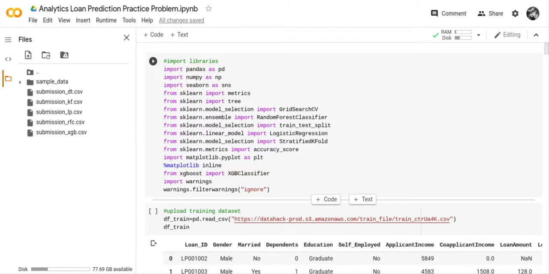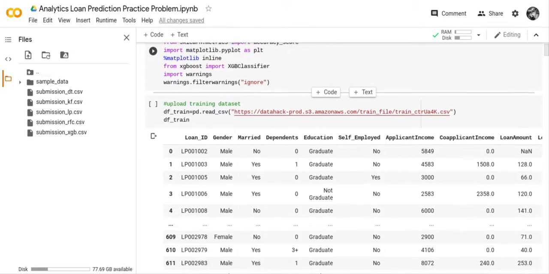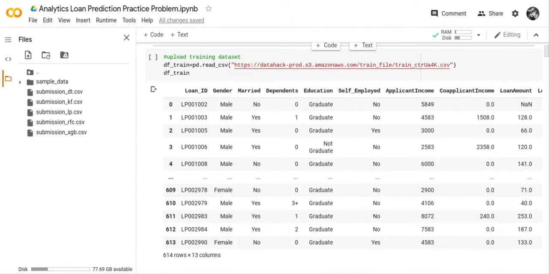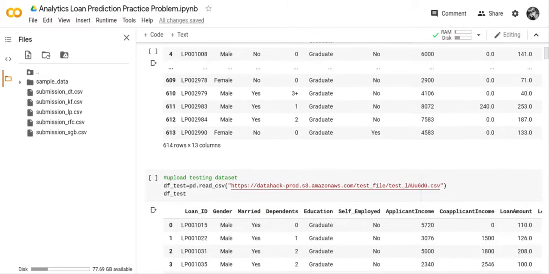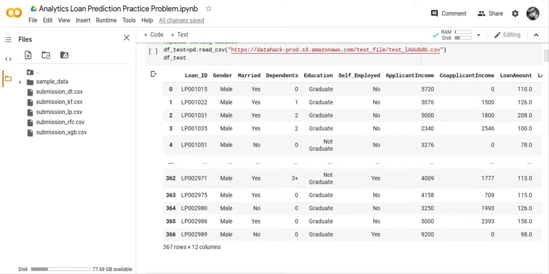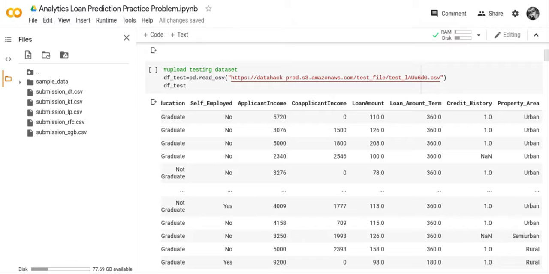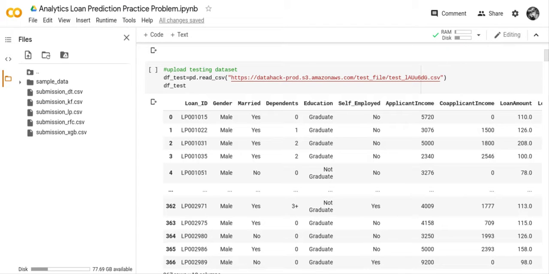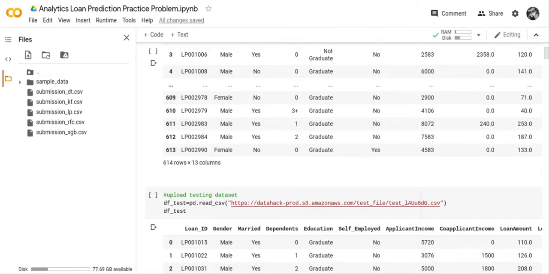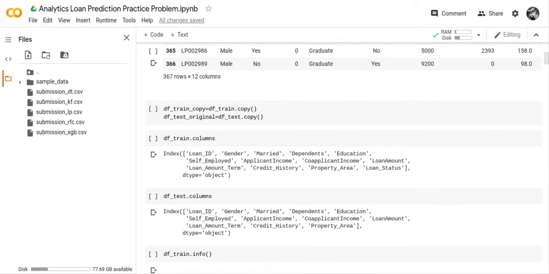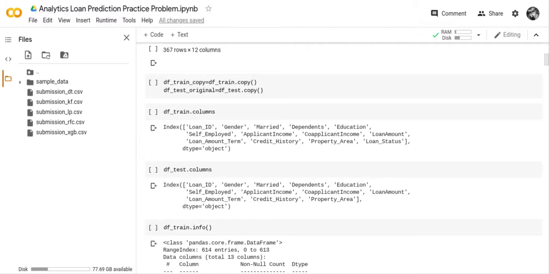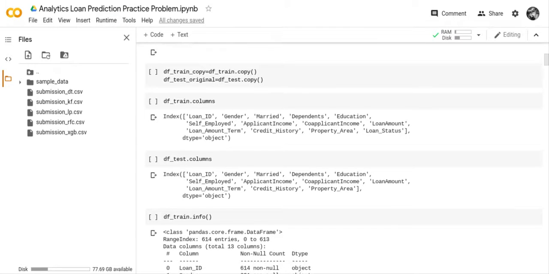The first thing you had to do is import the libraries, which we did. The second thing we did was import the training data set, and you can see all of the columns in it. Then I uploaded the testing data set, which has all of the same columns except for the loan status. And then we made copies of the training data set and testing data set.